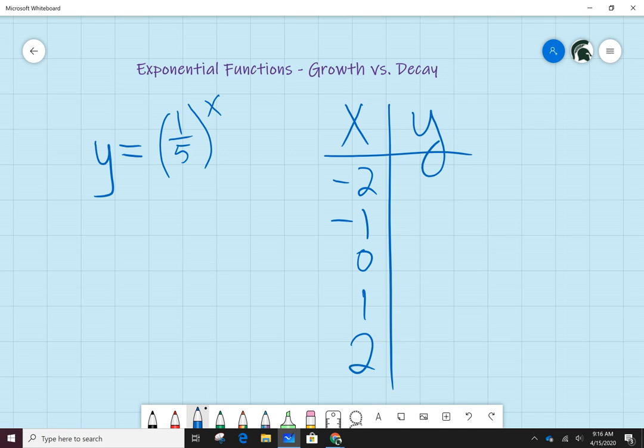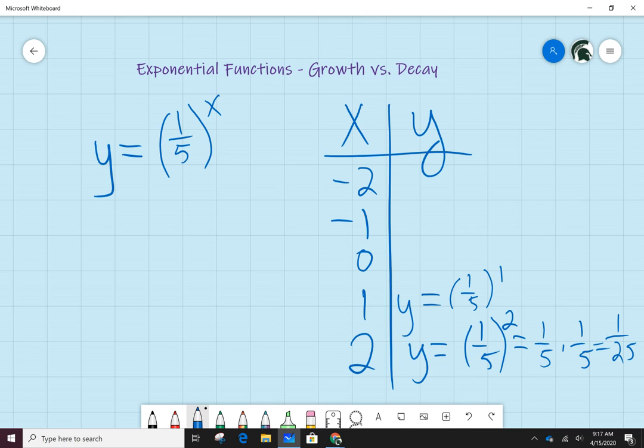Let's start with the exponent 2. When we apply the exponent of 2, y will equal 1/5 to the power of 2, which means it will be 1/5 times 1/5, which gives us 1/25 when we multiply. When we apply the power of 1, y will equal 1/5 to the first power, which is just 1/5. When we apply the power of 0, we should have learned in our previous work that the power of 0 will always give us the value of 1.